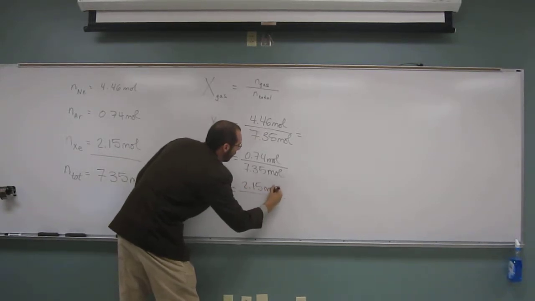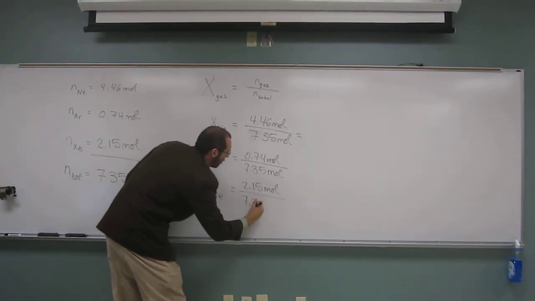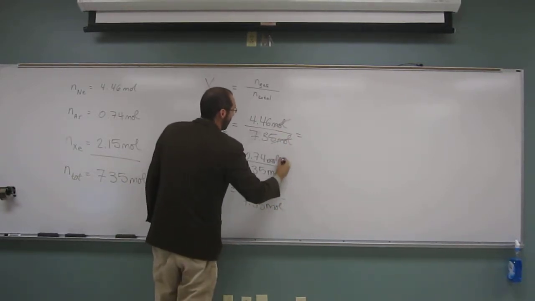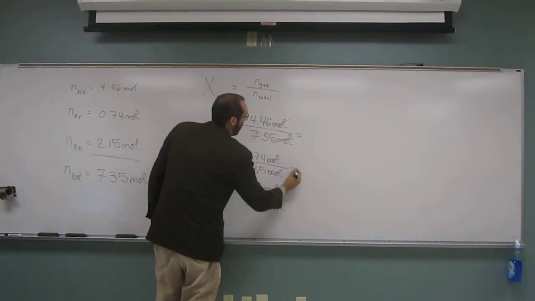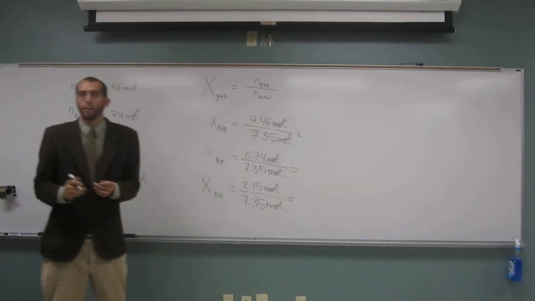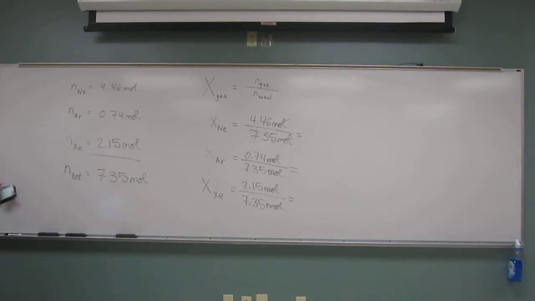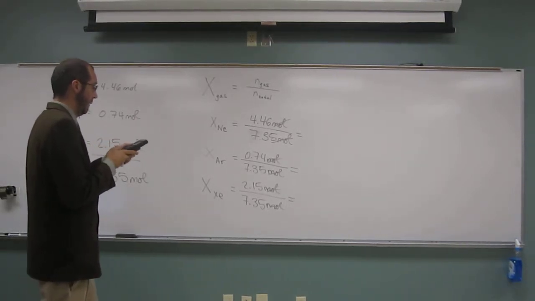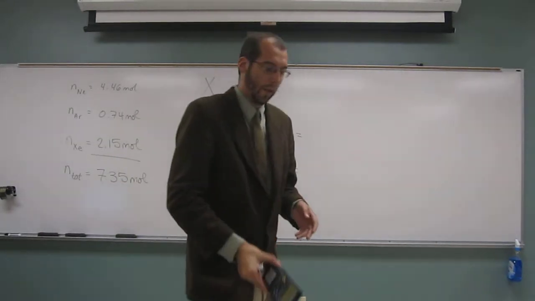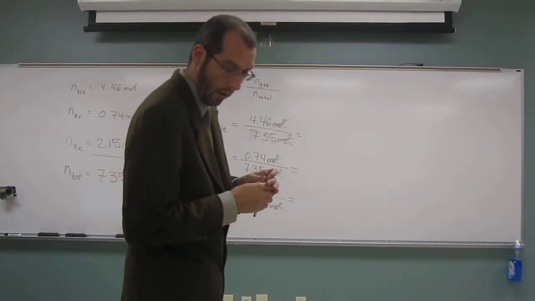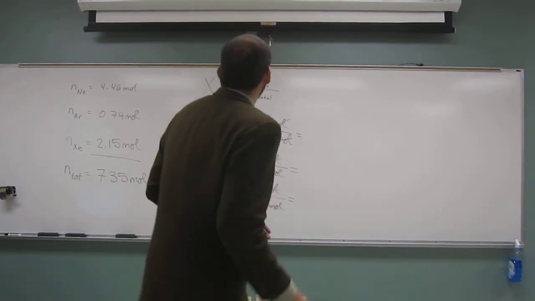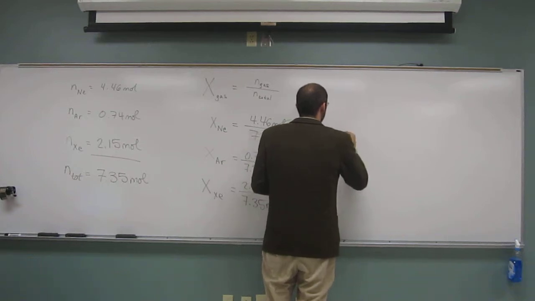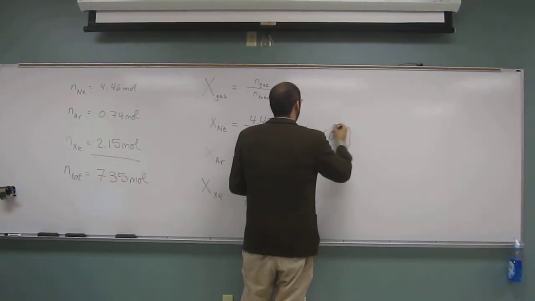2.15 moles divided by 7.35 moles. Watch, moles cancel in each one of these. Mole fraction is unitless. So 4.46 divided by 7.35, yeah, so 0.607 is the mole fraction for neon.